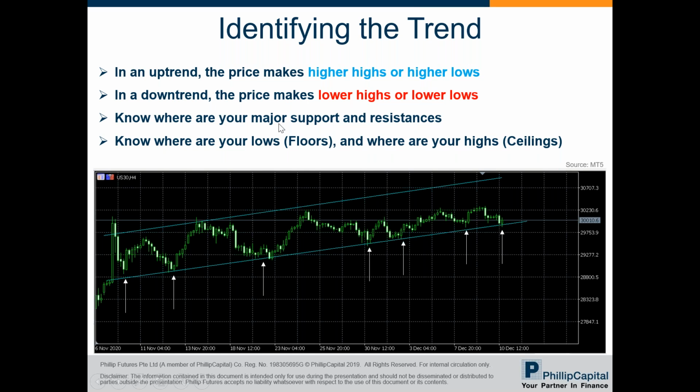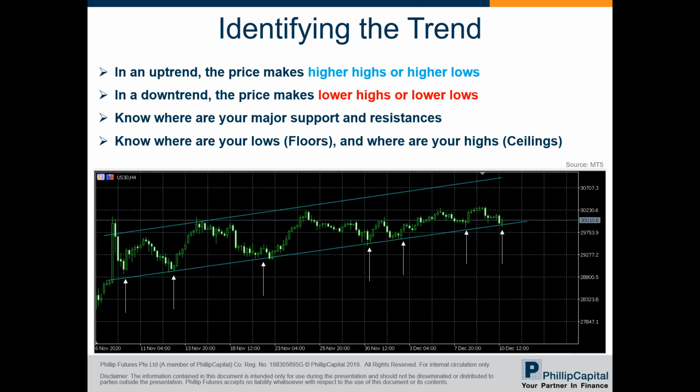So this is identifying the trend. If you can see, this is the Dow Jones CFD, which is on the MT5. This was last week's chart, so you can see it trending upwards as well. Generally in an uptrend, the price makes higher highs or higher lows. If you see the highs are actually getting higher, then this is a sign that it's an uptrend. Or if you see the lows are getting even higher, like you can see the arrows at that point, then you can start to identify that this is an uptrend.